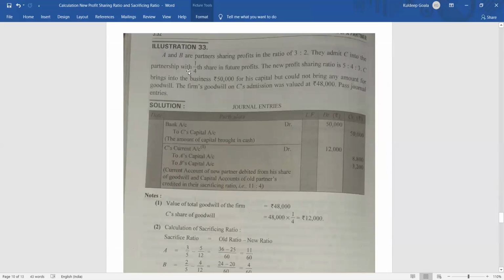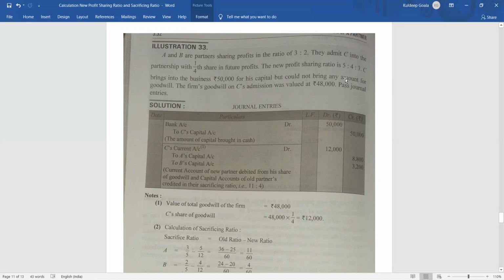What is given here? A and B are partners sharing profits and losses in the ratio 3:2. This is their old ratio. They have admitted C in the partnership with 1/4 share in the profit. The new profit sharing ratio is 5:4:3. C brings into the business 50,000 as capital, but could not bring any amount of goodwill.